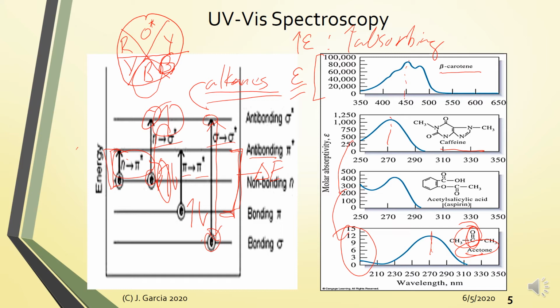Whereas for the other examples, for example aspirin, it has aromatic rings, the carbonyl of the ester group, and the carbonyl of the carboxylic acid group. So these can contribute to the absorption of electromagnetic radiation.